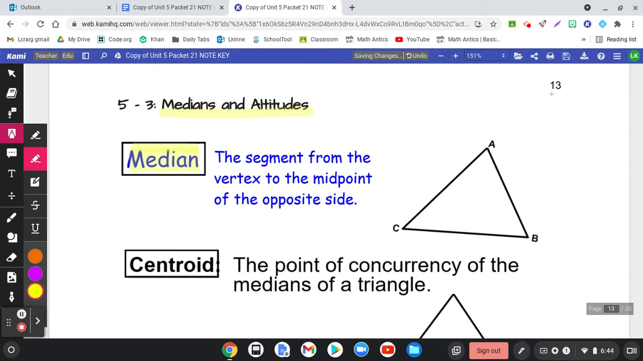We're on page 13 in your packet. Make sure you're writing these down. So first of all, it's important that you know what a median is, all right? It's the segment from the vertex to the midpoint of the opposite side.